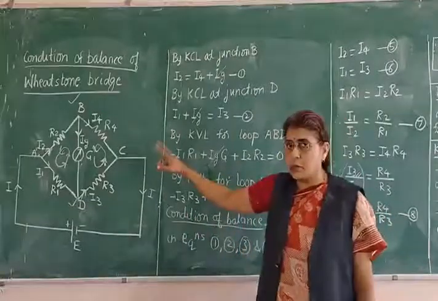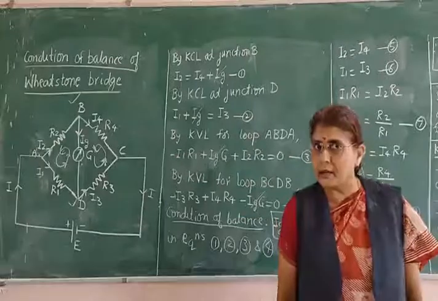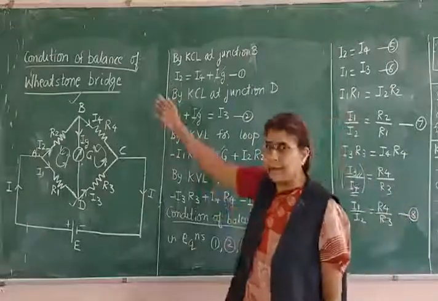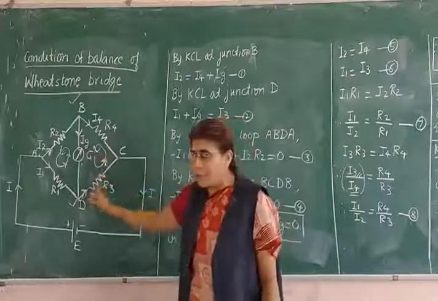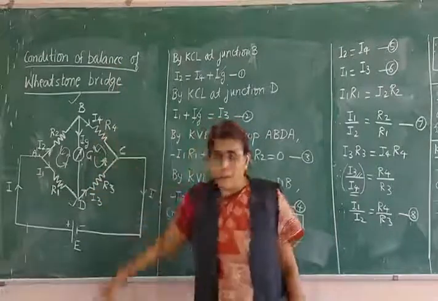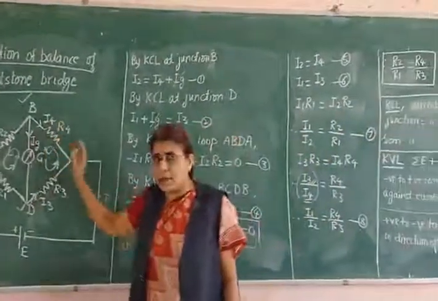A 2 marks question is also usually asked from Wheatstone's bridge. The 2 mark question will be like this: do not derive, just write the condition of balance of Wheatstone's bridge. So you have to draw the figure like this, and according to your figure, your condition should be correct. You can name them as P, Q, R, S also.